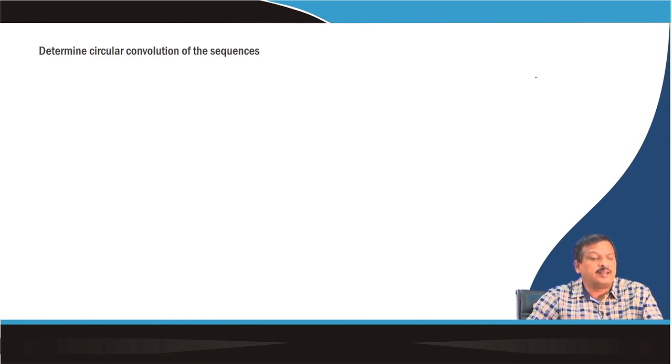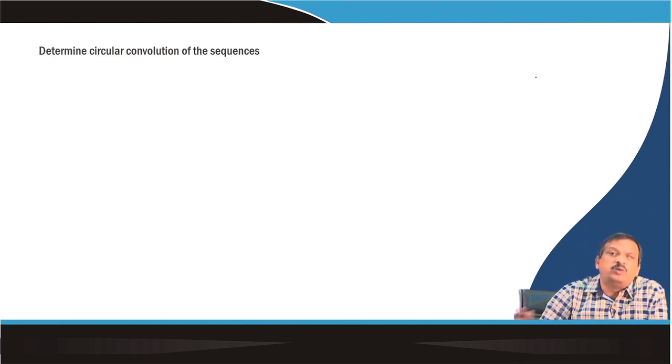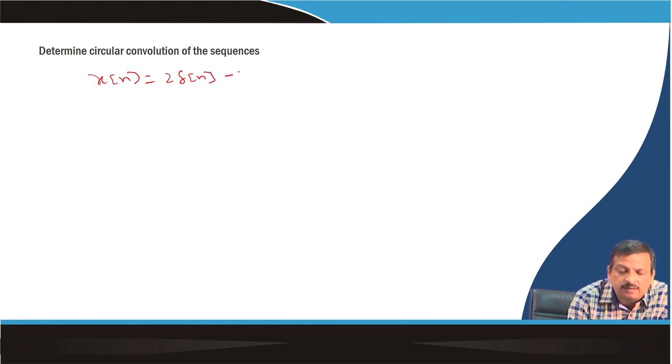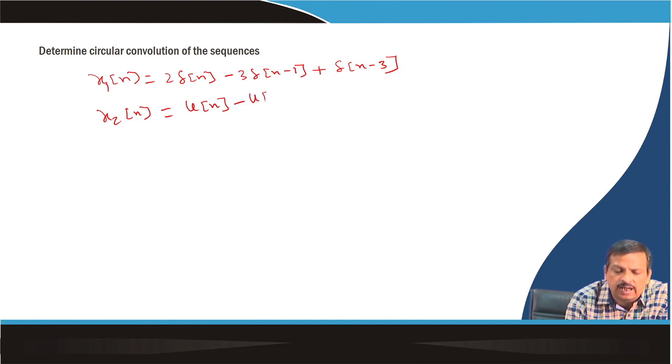Okay. Let us say another: determine the circular convolution of the sequences. Let us say first I do two things. Let x1 of n be equal to 2 delta n minus 3 delta n minus 1 plus delta n minus 3, and x2 of n is equal to u n minus u n minus 4.